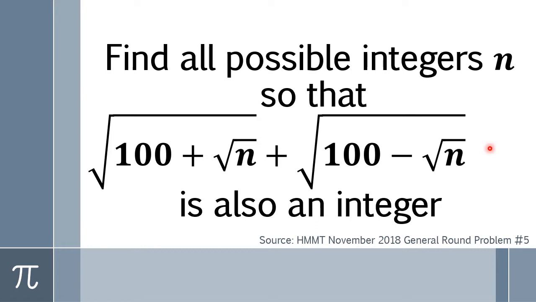Here's the question. Find all possible integers n so that the square root of 100 plus the square root of n, plus the square root of 100 minus the square root of n, is also an integer.